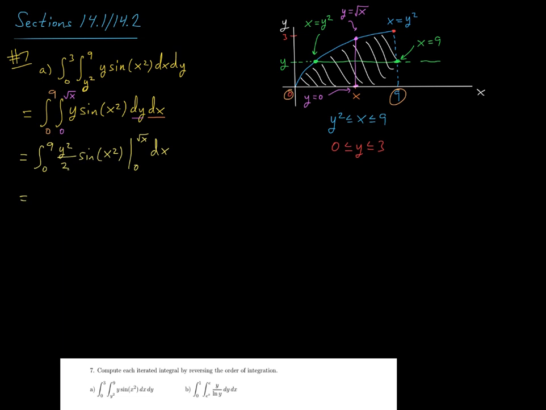All right. Now we'll go ahead and factor that 1/2 out in front. And when I plug square root of x in for y, I'm squaring, so I'm just going to get an x. And then I have my sine of x squared. And then if I plug 0 in for y, I'm going to get 0, and so that's it. Okay, so now this is looking a lot better.